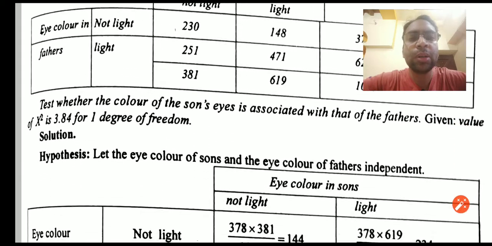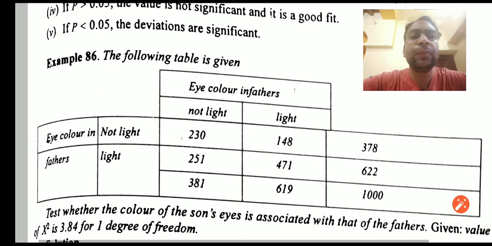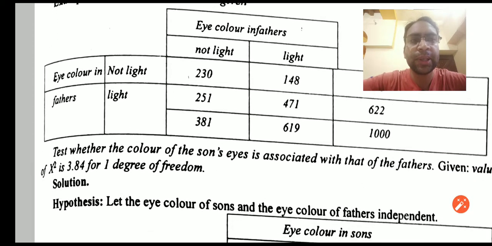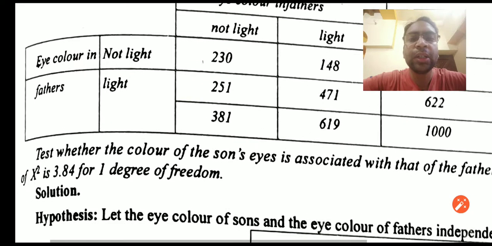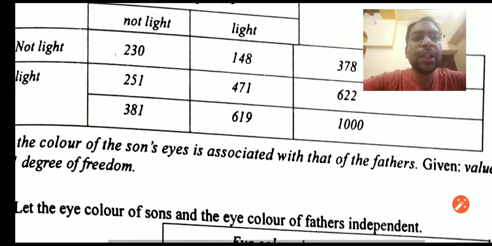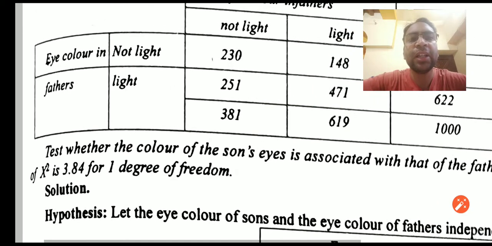So let's talk about this question. The following table is given based on the data of fathers and sons' eye color. We need to test whether the color of the son's eye is associated with that of the father. So we have two different samples, and we have to see whether the two samples are distinct or very much similar to each other.